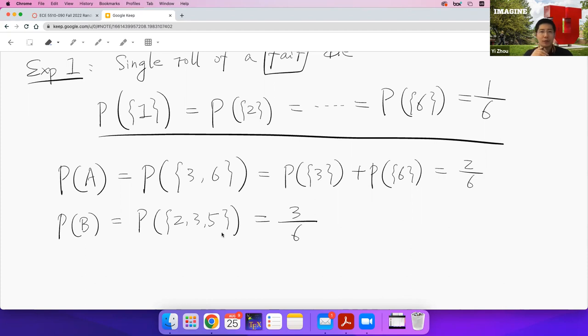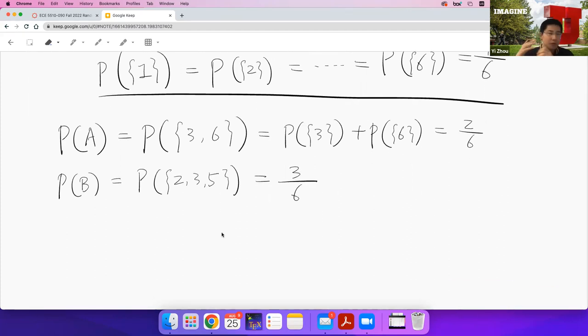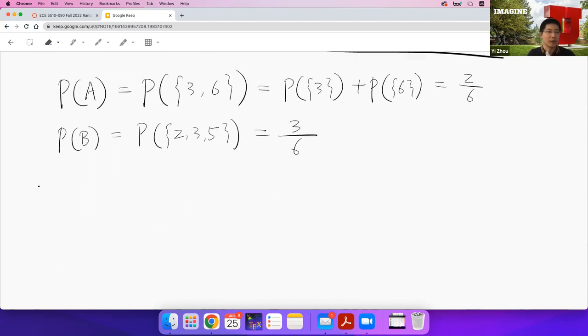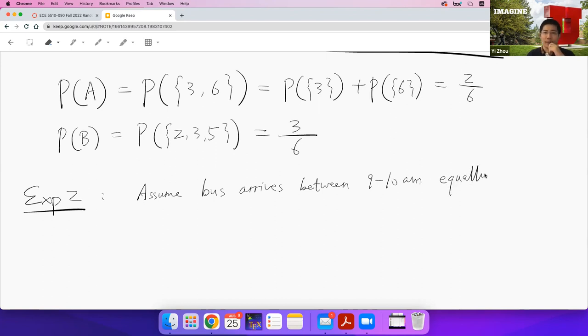But the issues will arise when we consider continuous experiments. So let's now consider that bus waiting example. Still considering that bus arrival example, we assume the bus arrives between 9 and 10, equally likely. So it is similar to rolling a fair die, but every possibility may occur equally likely.